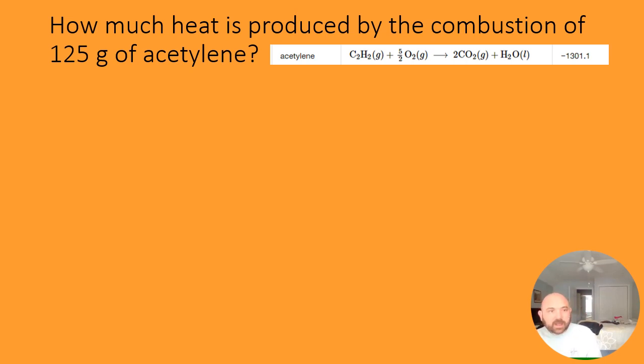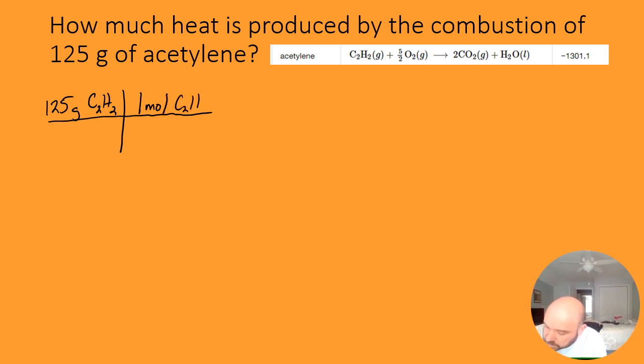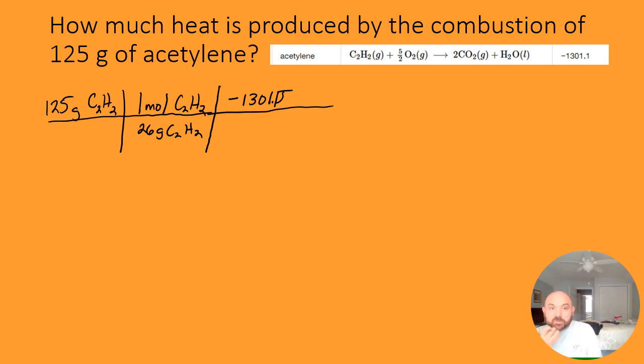This sounds like a problem for dimensional analysis. If we figure that we have 125 grams of acetylene, C2H2, and we remember that 1 mole of C2H2 has approximately 26 grams of C2H2, and then we multiply that by the fact that we get 1,301.1 joules of energy released for every mole of C2H2 reacted, that cancels grams of C2H2, it cancels moles of C2H2, and it should tell me how many joules I'll get from burning 125 grams of acetylene.